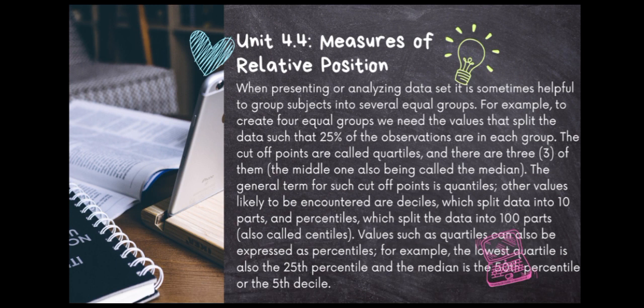The other values likely to be encountered are deciles, which split data into 10 parts, and percentiles, which split the data into 100 parts, also called centiles. Values such as quartiles can also be expressed as percentiles. For example, the lowest quartile is also the 25th percentile, and the median is the 50th percentile or the 5th decile.